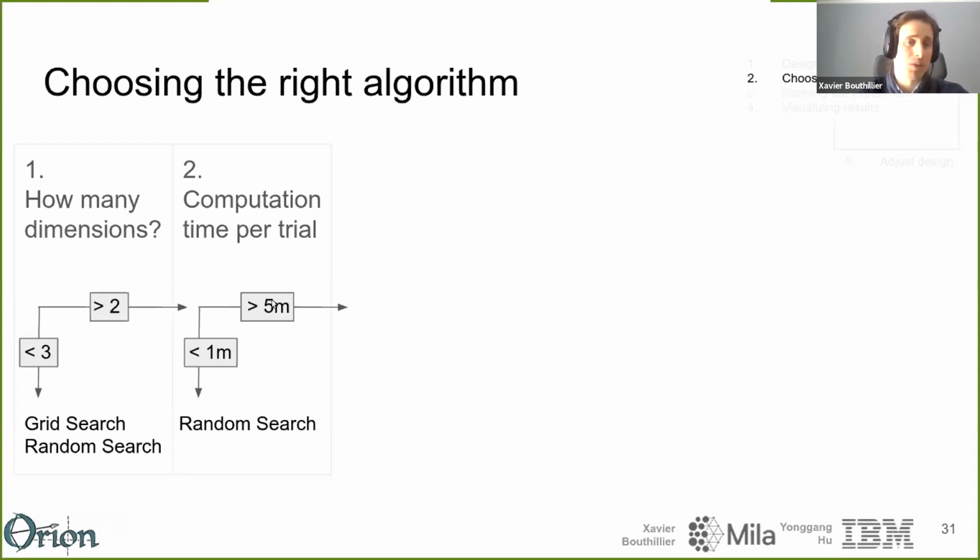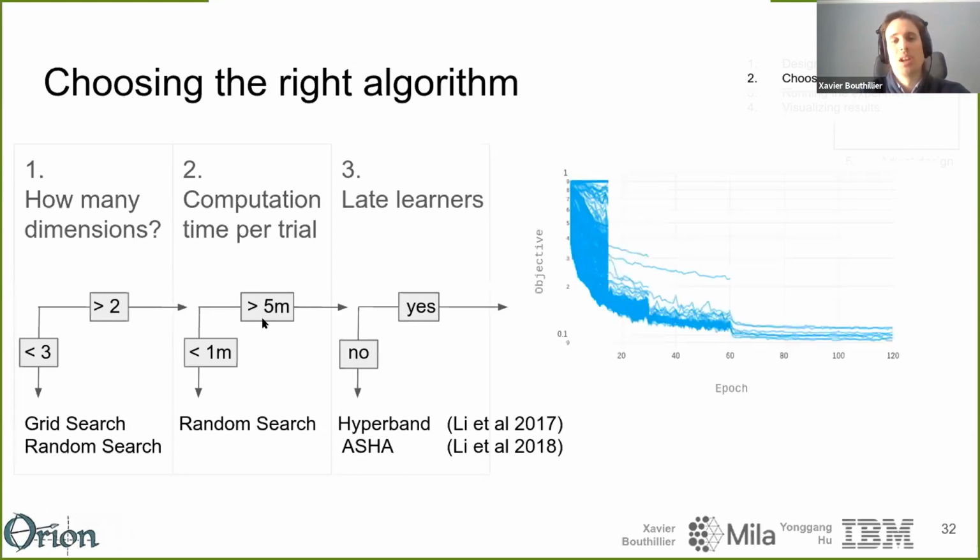But if it takes more than 5 minutes, and here the numbers are approximate, there's a gray zone also. It's not clear when exactly this shift is made, but if you have trials that take, say, more than 5 minutes, then you should try to use more sophisticated algorithms.